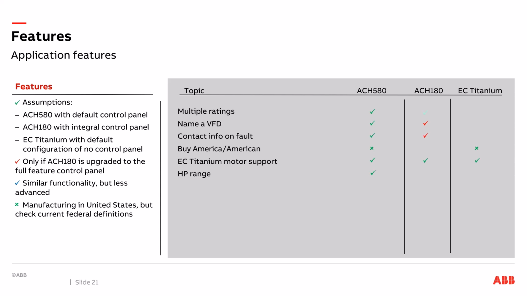So, multiple ratings. There's an entire webinar on that, and an entire technical note on it. If you want to learn more, reach out to your local ABB person. We'll hook you up. But just know today, as I record this, the ACH580 is the only one that has that multiple rating capability.